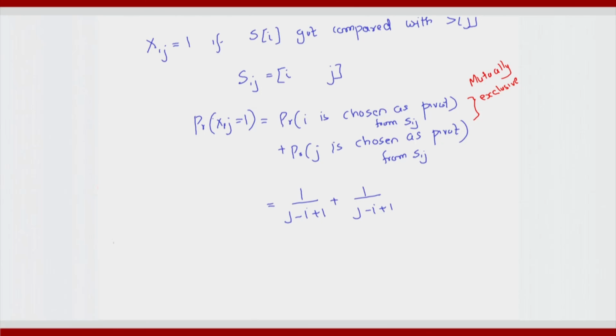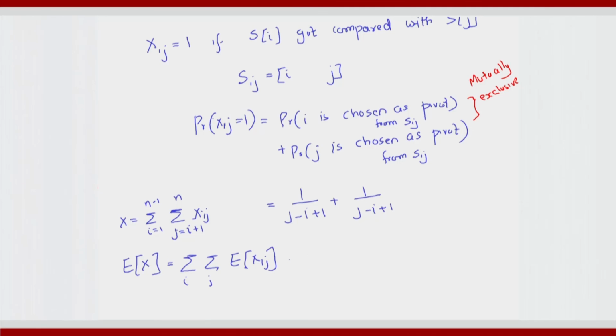Now let us try and study the expected value of the random variable X. First of all, the random variable X is defined as a sum over all the values of i and all the values of j, where j can only be i plus 1 until n, of X_ij. So we are interested in the expected value of X, which is the sum over all possible pairs of comparisons, and we want the expected value with respect to all these random choices. So this is nothing but the summation over i, summation over j of the expected value of X_ij.